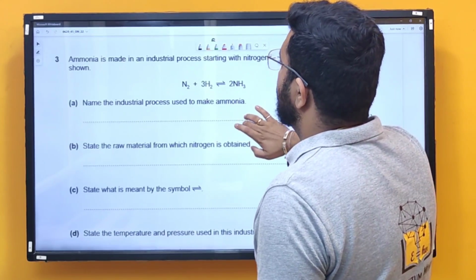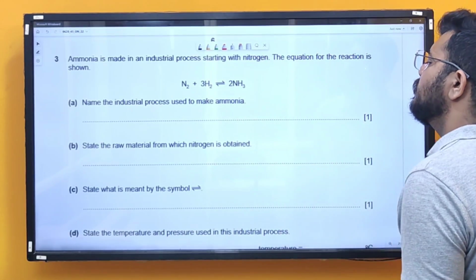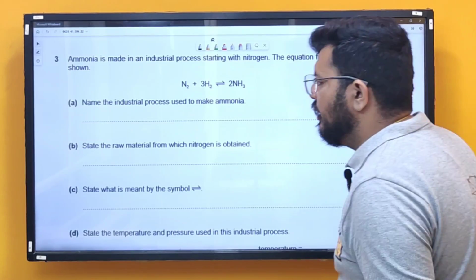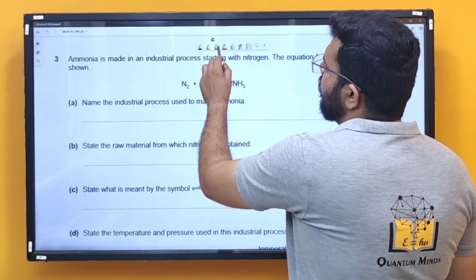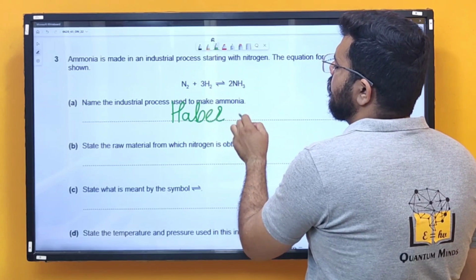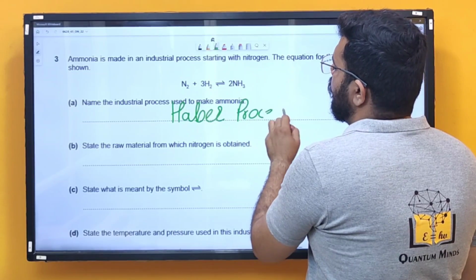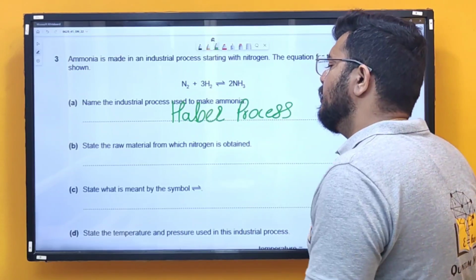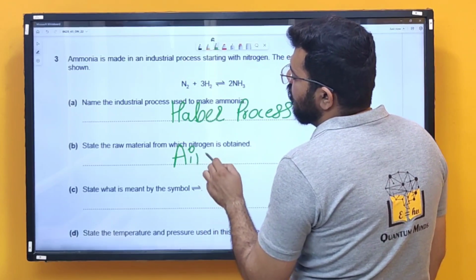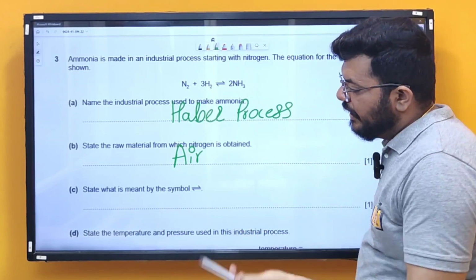Question number 3. Ammonia is made in an industrial process starting with nitrogen. The equation for the reaction is shown. Name the industrial process used to make ammonia. Haber process. Then state the raw material from which nitrogen is obtained. Air. Fractional distillation of liquid air results in nitrogen.